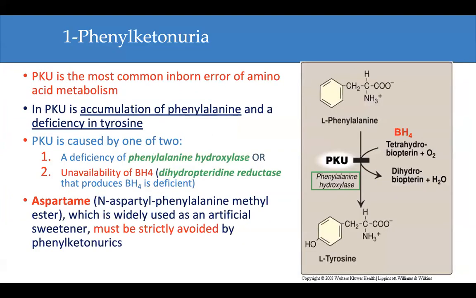All right, so first we're starting with phenylketonuria. Phenylketonuria is important because it is the most common inborn error of amino acid metabolism, and it's caused by an accumulation of phenylalanine.